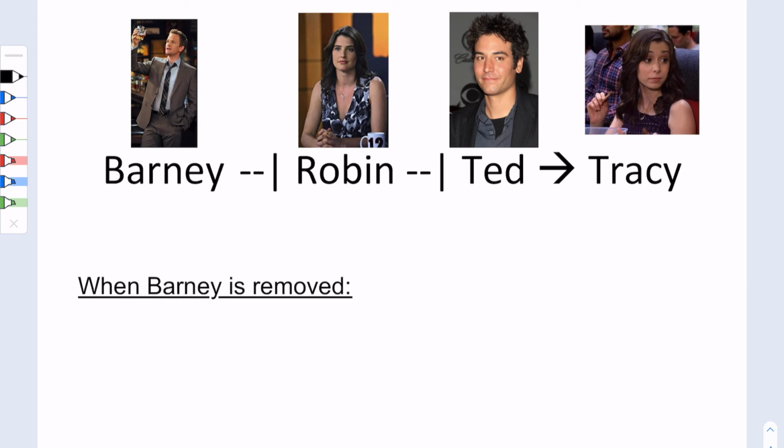When Barney is removed, Barney cannot inhibit Robin, and then Robin will inhibit Ted. Therefore, Ted will not marry Tracy.